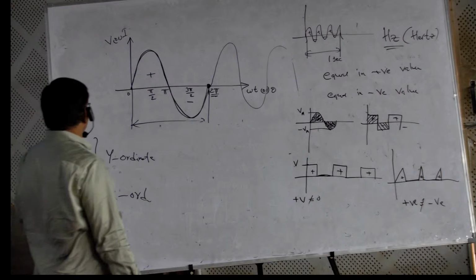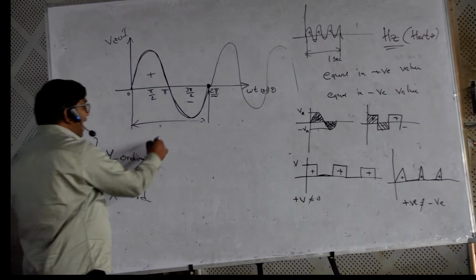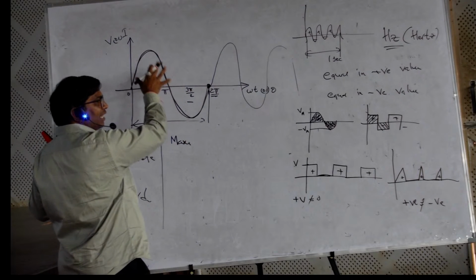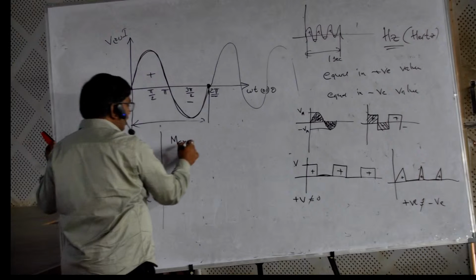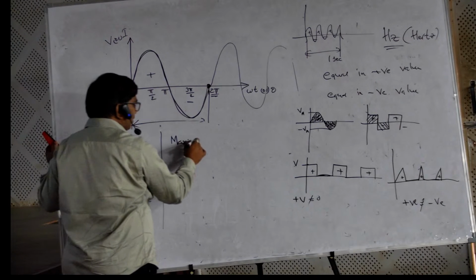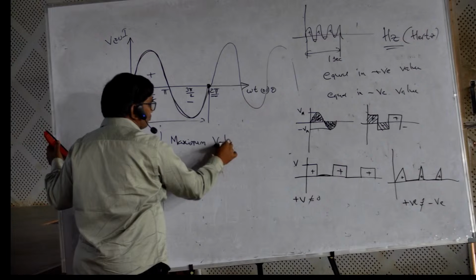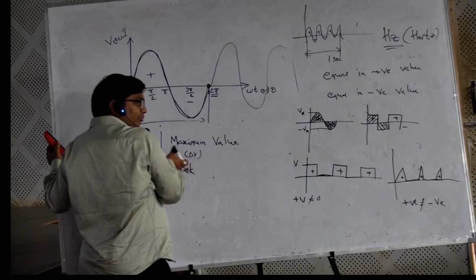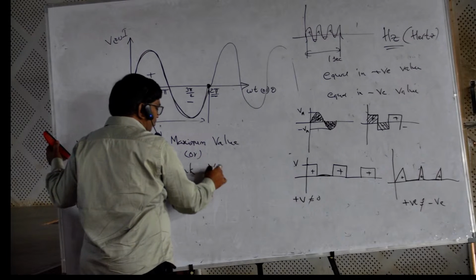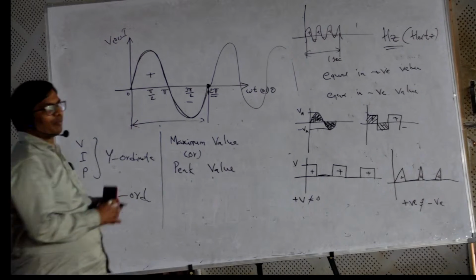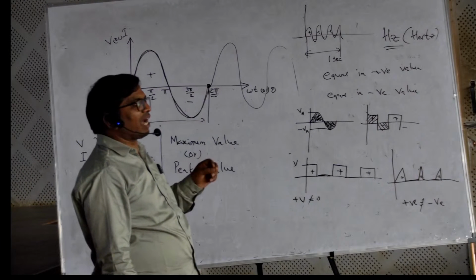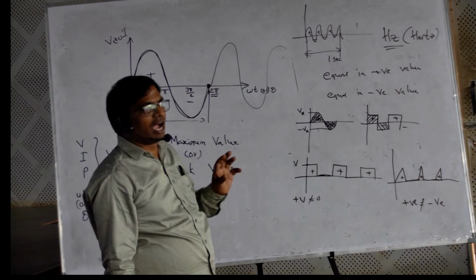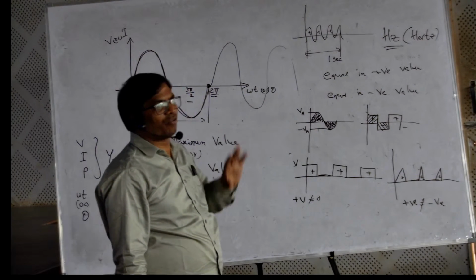Now what is meant by maximum value? It is a sine wave, or we can say an alternating wave or alternating quantity. What is the other name for maximum value? Peak value. Peak is nothing but maximum. What is the meaning of maximum value? It is the highest value of the waveform.